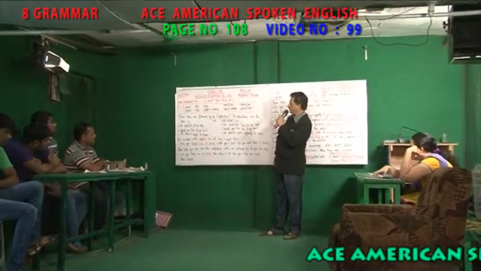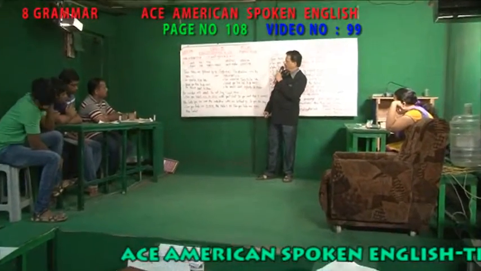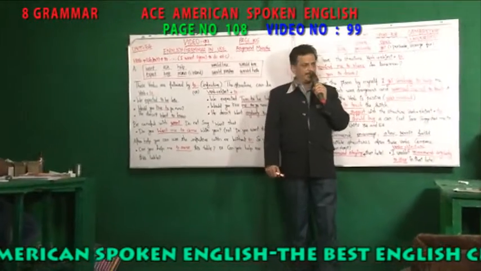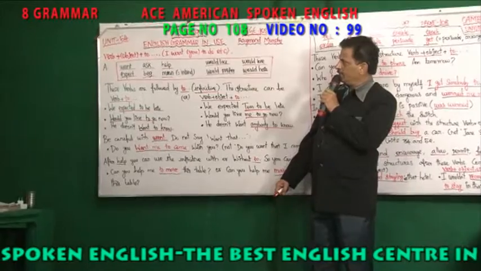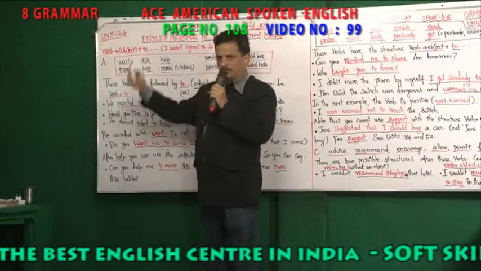We have come to video number 99. It's Raymond Murphy's English Grammar in Use. We have come to page number 108, Unit 54, Cambridge University Press. Dear folks, what you have seen is verb plus object plus to.